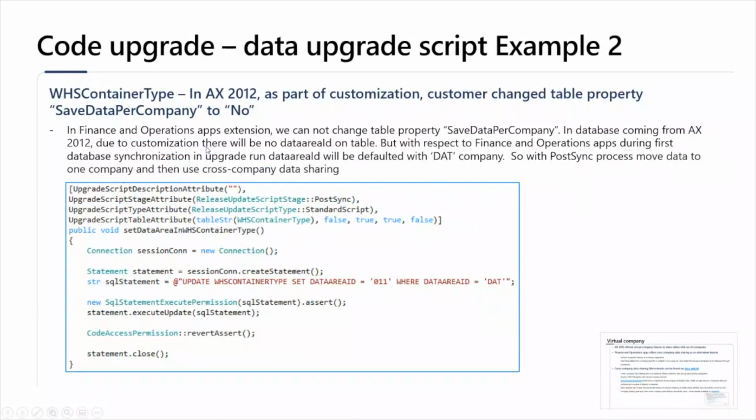In this another example, in AX2012, as part of customization, the customer changed the table property Save data per company to No. We know today in extension world, we can't change the Save data per company table property. So in the database coming from AX2012, due to customization, there will be no data area ID on the table. But with respect to FNO, during the first database synchronization in the upgrade run, data area ID will be defaulted with that company. So in the posting process, move data to one customer company and then use the cross-company data sharing feature.